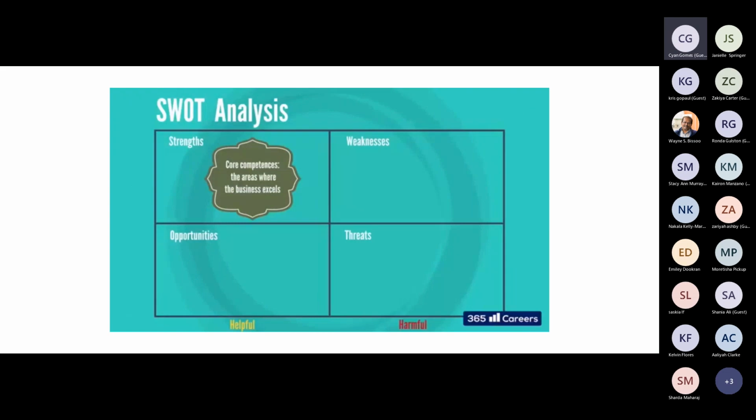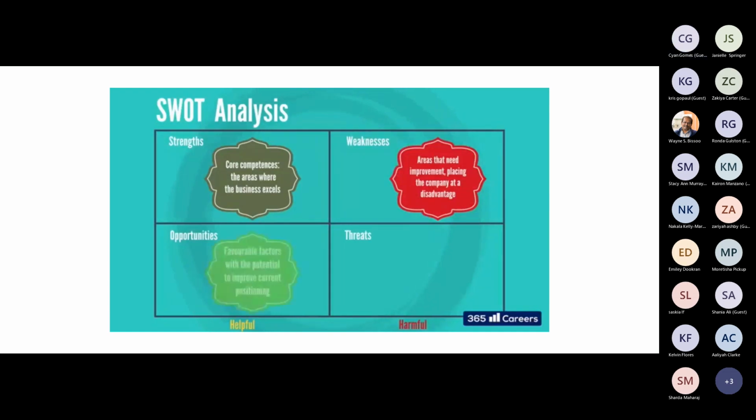Right, so if we perform a company analysis under strengths, we would expect to see its core competences, the areas where the business excels and has a competitive advantage over competitors. An example of a firm's strength could be its strong brand recognition. Weaknesses are areas that need improvement. Such vulnerabilities place a company at a disadvantage when competing against other firms. Usually, the disadvantage results from other companies having a competitive advantage. An example of a weakness is higher cost structure.